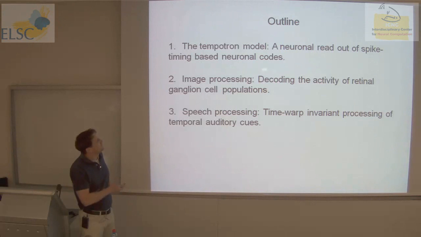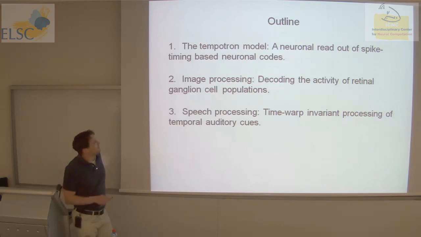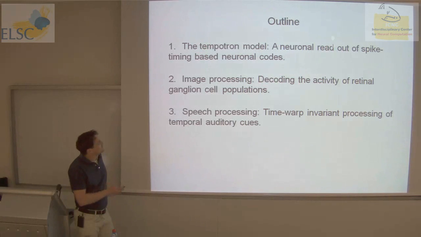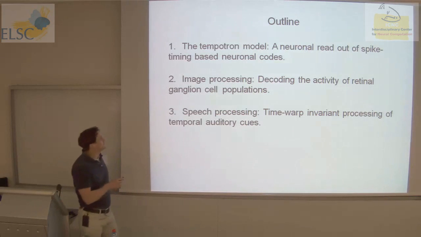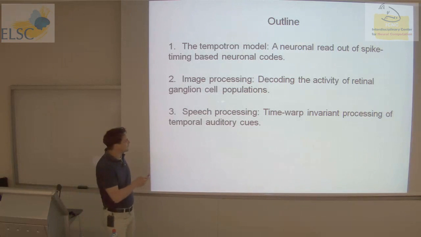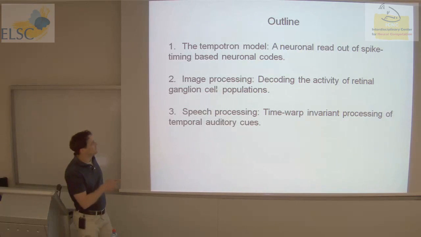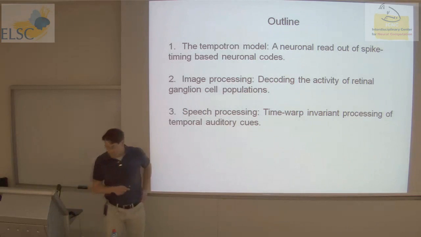I will review a model that we developed over the last about 6 years about how neurons can process spatial temporal patterns of spikes. Once I've reminded you of this model, I want to apply it to 2 sensory processing tasks. One is a visual task. Here I take spike train data from the retina and see how a neuron model can decode visual features based on these spike trains. And in the last part of this work, I will apply our model to speech processing.